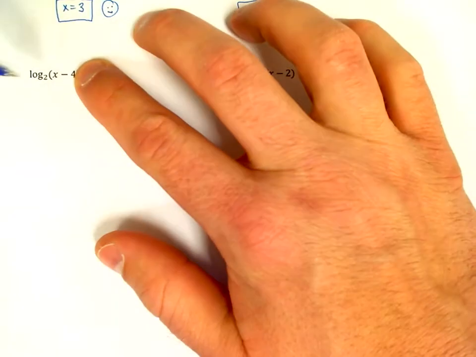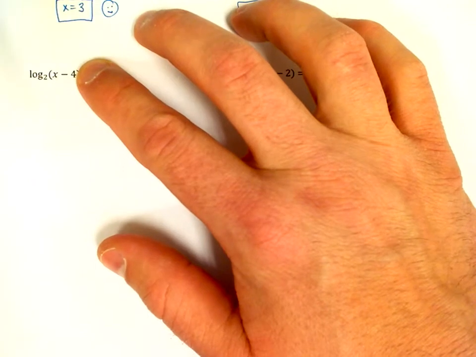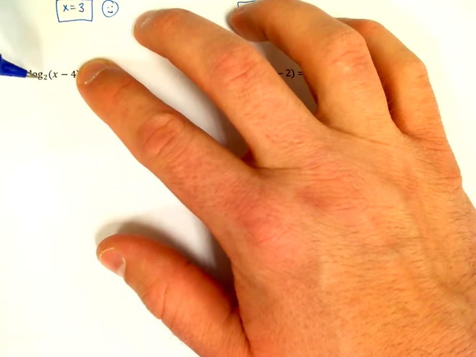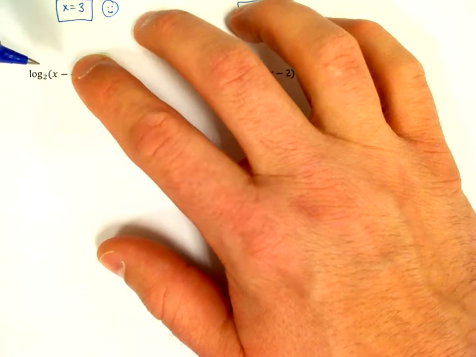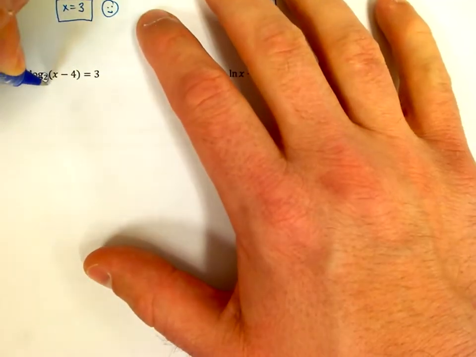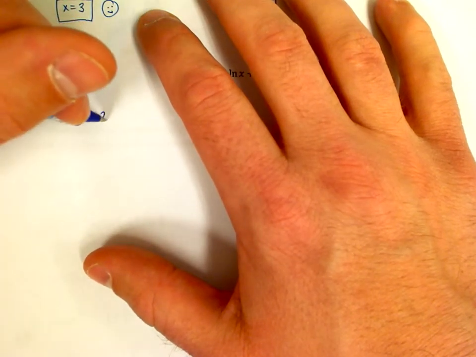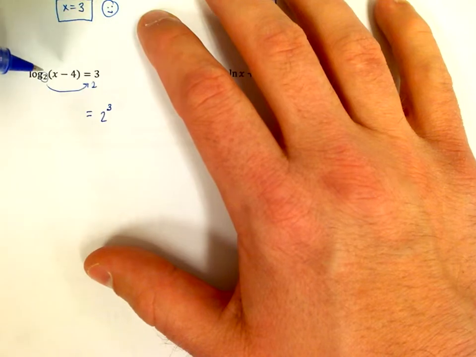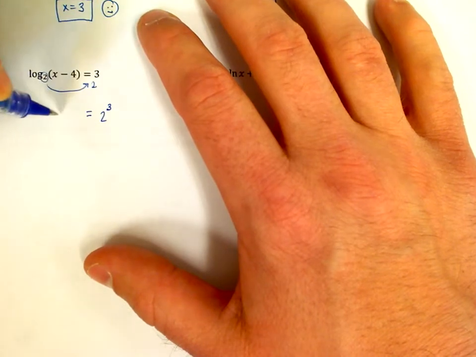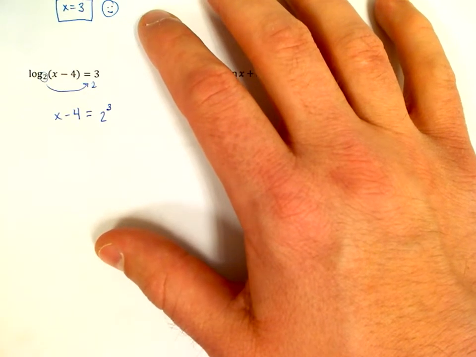First of all, this says 2 raised to what power gives me x minus 4. That's what we've been talking about all along, right? What does logarithm mean? 2 raised to what power gives me x minus 4? 2 to the third power. So if I just take this and swing the 2 over here and rewrite it as an exponential equation, the right-hand side becomes 2 cubed. And the left-hand side, after I swing this over, is just left with the x minus 4. There's the exponential form of that equation.